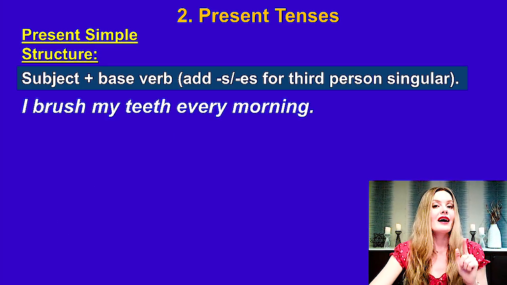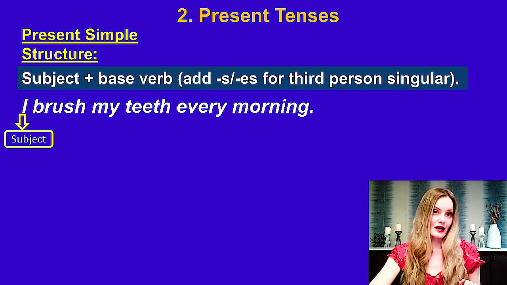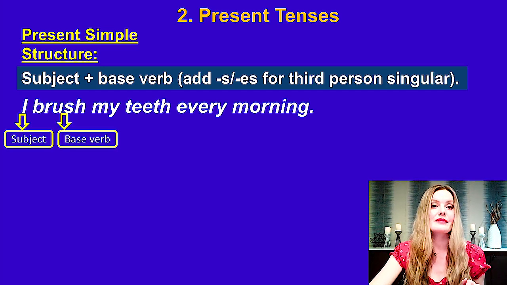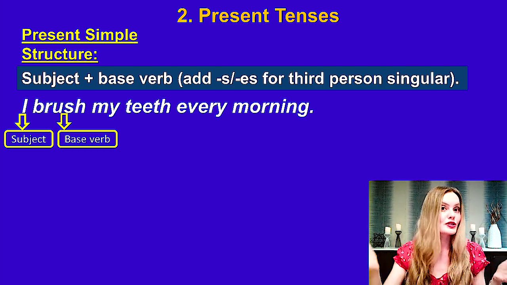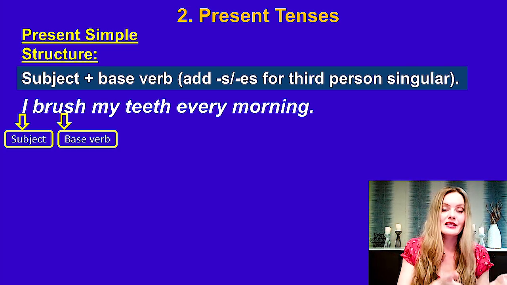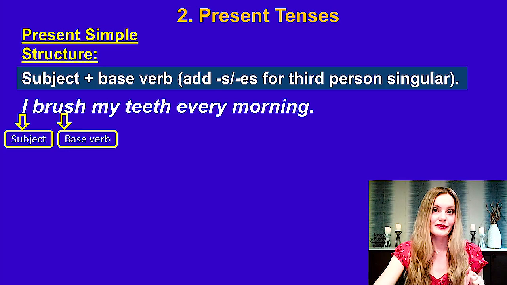For example, I brush my teeth every morning. I is a subject, brush is a base verb. So it's a verb without to. So we don't do anything. We just have a subject and a base verb. I brush my teeth every morning.